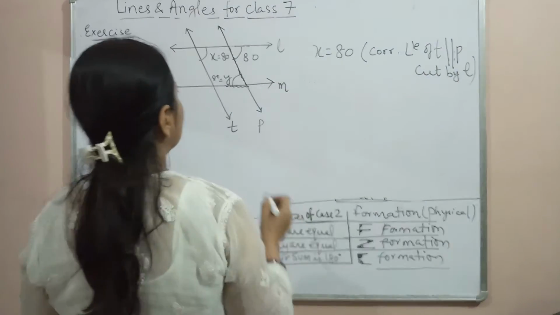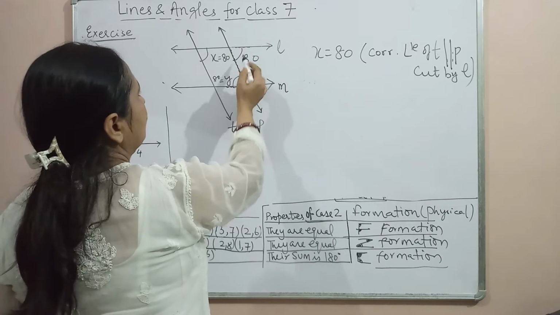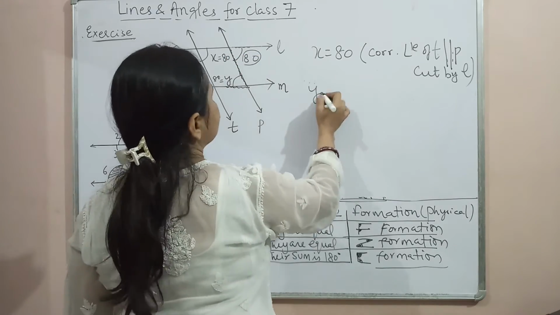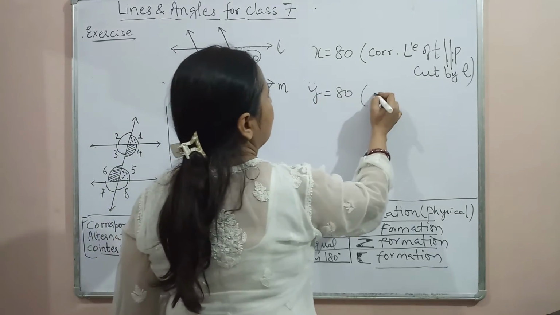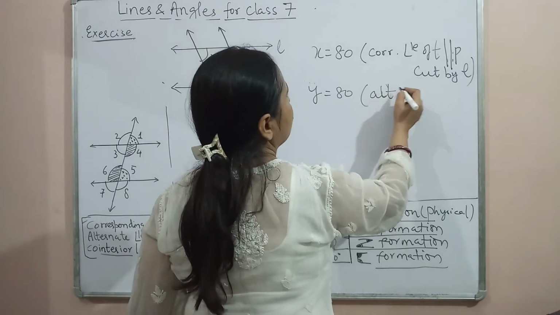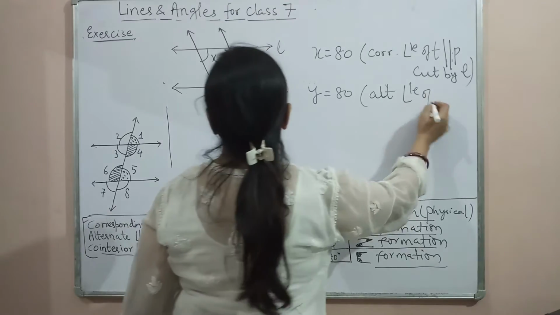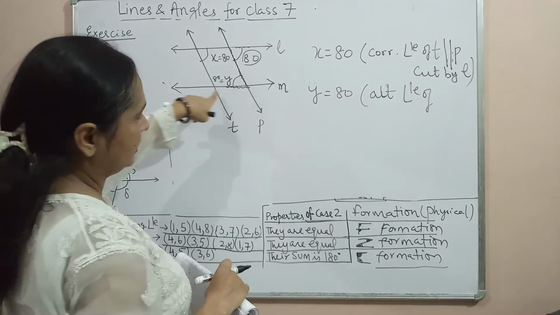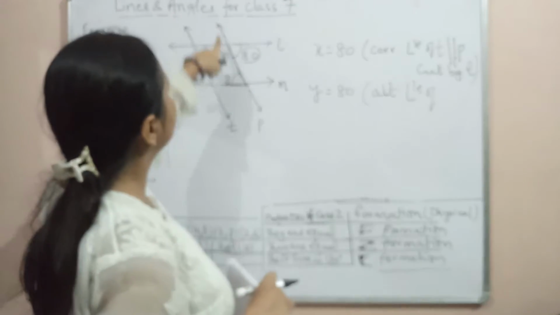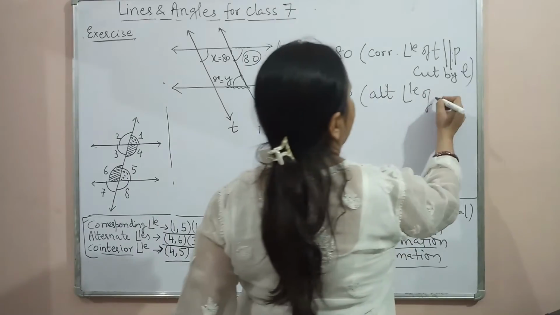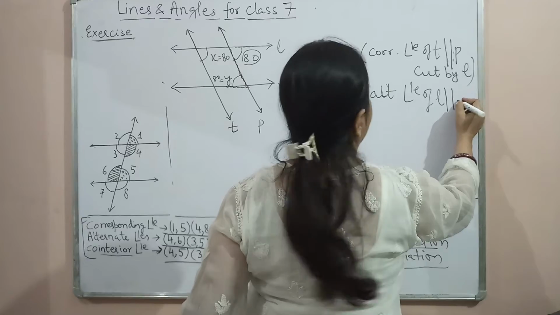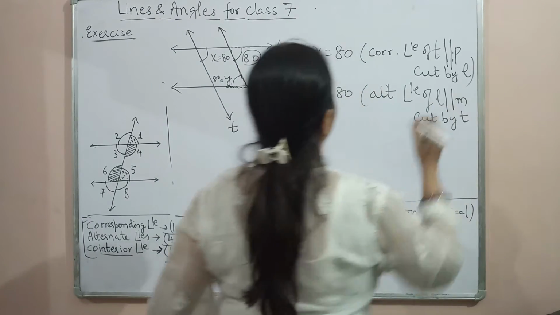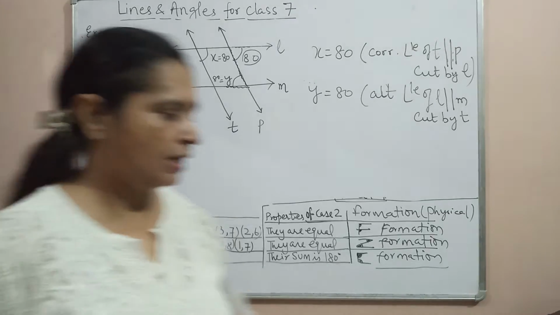Alright. Now again from this given angle we are going to get this y. Y is also 80 because they are alternate angles of which two lines? Line L parallel to M cut by transversal P. L parallel to M cut by T. Alright. So we got both the unknown quantities.